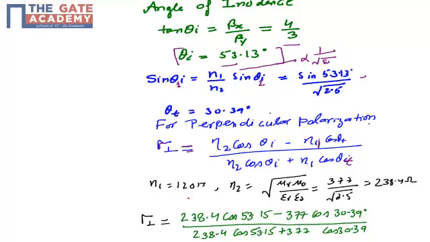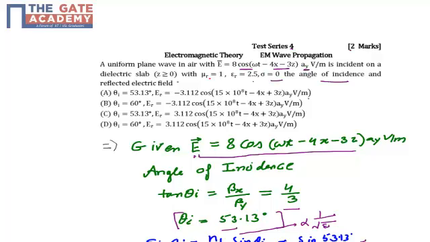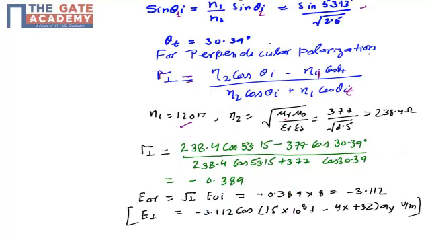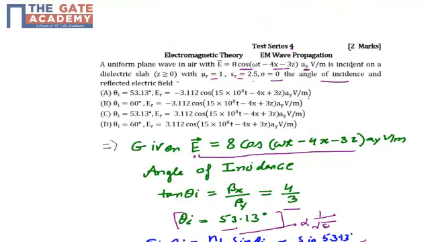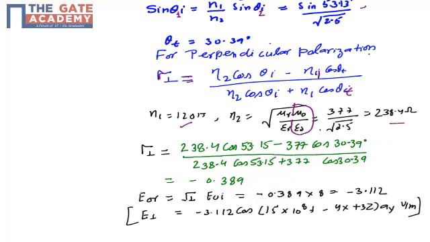Eta_1 is 120 pi because the incident medium is air. The other medium is not air, but for that medium we know the values of mu_r and epsilon_r. So I can apply the expression of eta_2, which is under root of (mu_r mu_naught) upon (epsilon_r epsilon_naught). We already know the value of under root of mu_naught upon epsilon_naught, which is 120 pi. Now if you put mu_r as 1 and epsilon_r as 2.5, you can calculate the value of eta_2, which is 238.4.